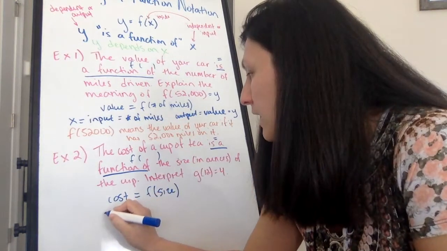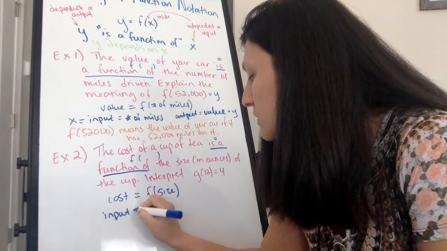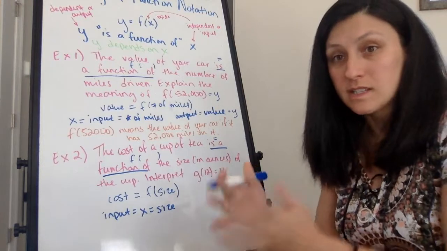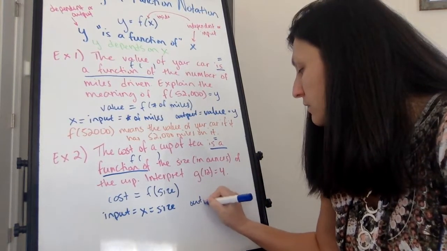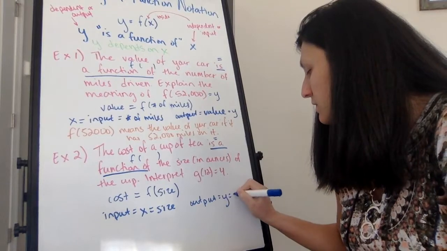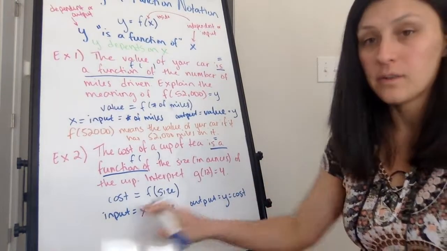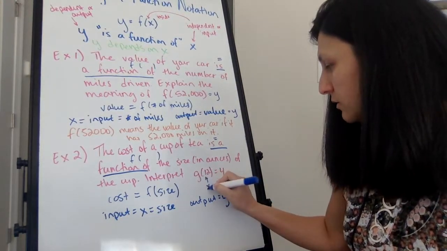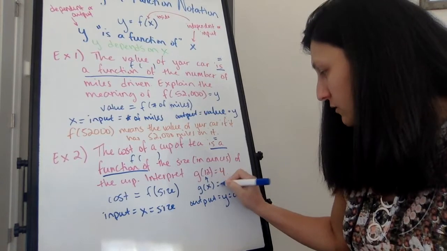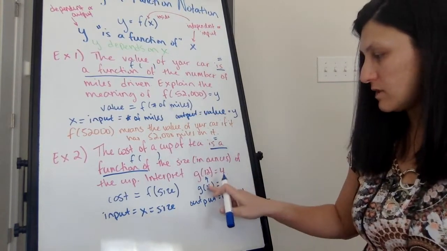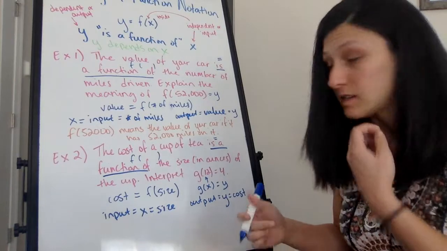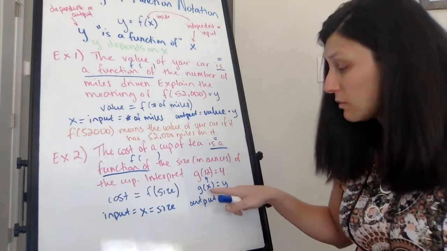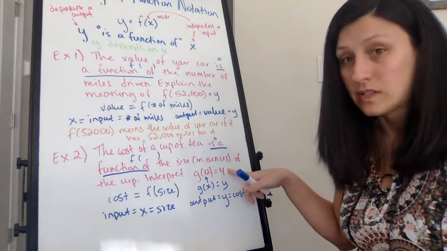Now I see that the input, let's do the input first, which is the same thing as x, is the size. It's also what's inside parentheses. And then the output, which is also the y value, is the cost. Now that we know that, we can interpret what this means because I can see here's the x value. It's always what's inside. This is g of x equals y. So the x value is 12, the y value is 4. Another way of saying that is the independent value is 12, the dependent value is 4. Or the input value is 12, the output value is 4.